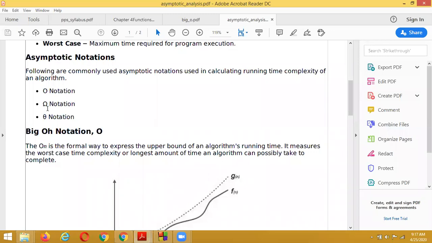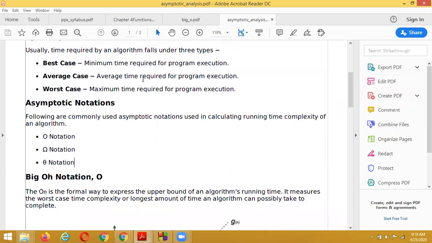Big O notation, big omega notation, and theta notation. And why are these notations going to be used here? For the purpose of best case, average case, and worst case. To represent the best case, what is the notation we are going to use? To represent the average case, what is the notation we are going to be using? To represent the worst case, what is the notation we are going to be using?